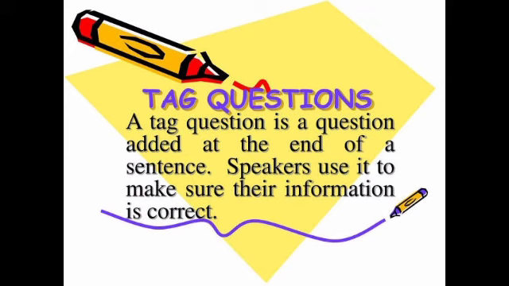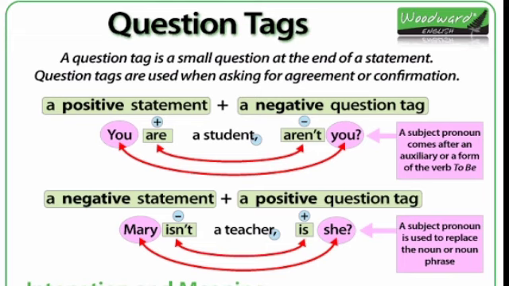There are some rules in question tags. Let's know about that. Children, a positive statement always takes a negative question tag and a negative statement always takes a positive question tag. How do we know whether the statement is positive or negative? If it is a negative statement, we can see not, N-O-T, not. So, if the statement is positive, then the tag must be negative. If the statement is negative, then the tag must be positive.